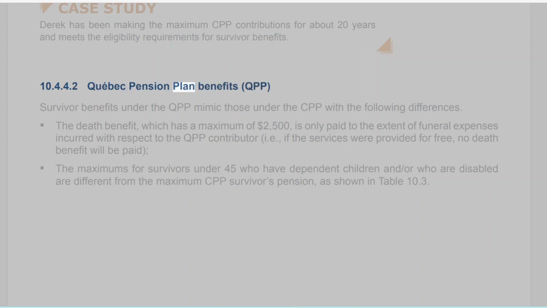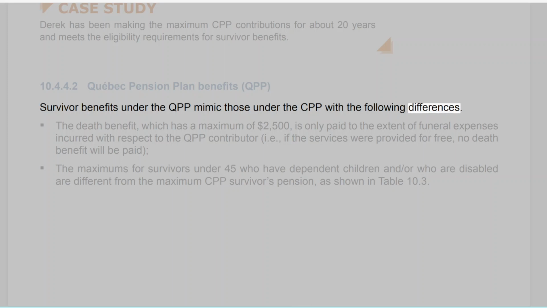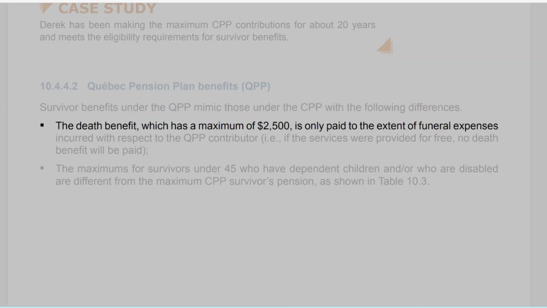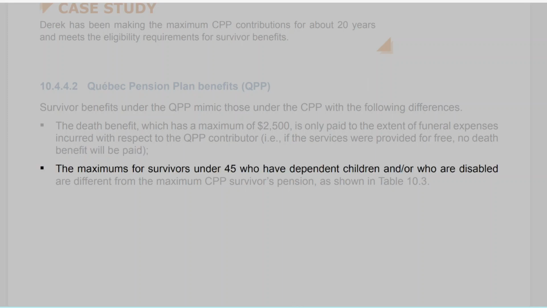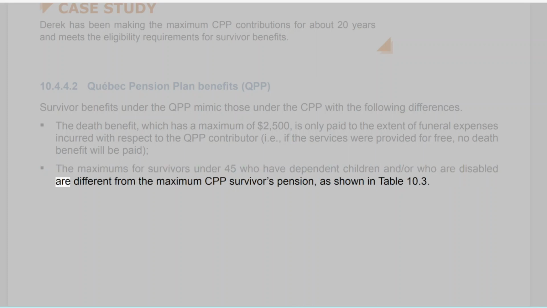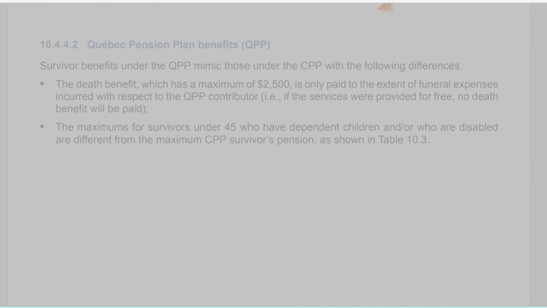10.4.4.2 Quebec Pension Plan Benefits, QPP. Survivor benefits under the QPP mimic those under the CPP with the following differences. The death benefit, which has a maximum of $2,500, is only paid to the extent of funeral expenses incurred with respect to the QPP contributor, i.e., if the services were provided for free, no death benefit will be paid. The maximums for survivors under 45 who have dependent children and/or who are disabled are different from the maximum CPP survivor's pension, as shown in Table 10.3.